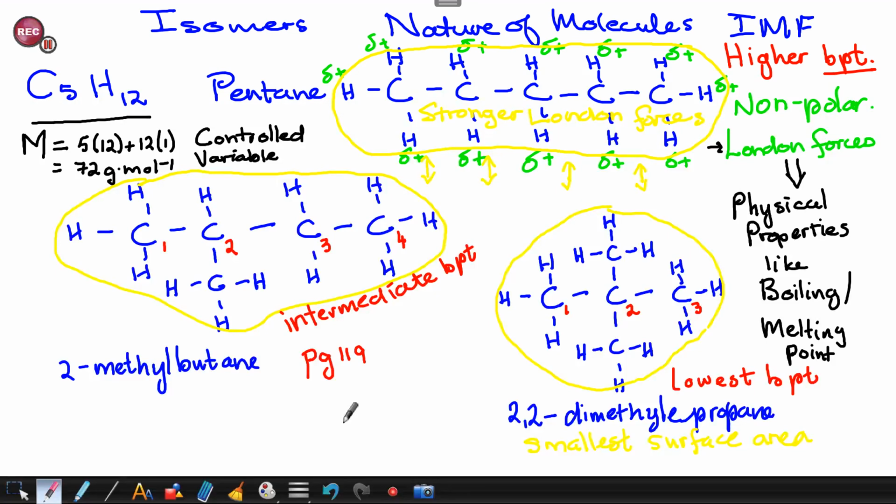You're right. As the mass of the molecule increases, the density, the melting point and the boiling point of the substance will increase because the van der Waals forces, the London forces, will increase. So I mentioned boiling point and melting point, but density is also in here. The density of the pentane will be much higher than the density of the dimethyl propane.